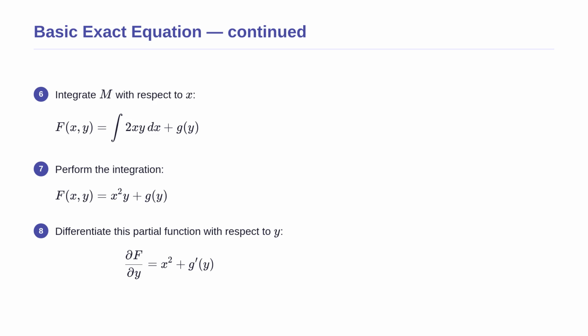Now that we know it is exact, we can start building our hidden parent function, f. We do this by integrating the m expression with respect to x. Notice that we add an unknown function g of y instead of a normal constant, because any terms with only y would have disappeared during the initial partial differentiation. Integrating gives us x squared y plus g of y. To find this missing g of y piece, we differentiate our new partial function with respect to y, giving us x squared plus the derivative of g.